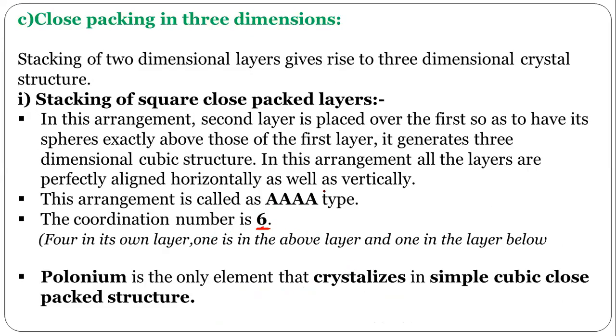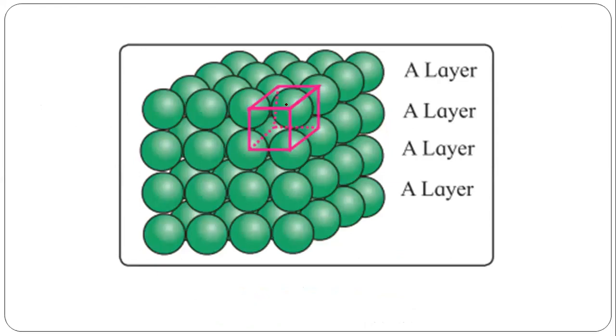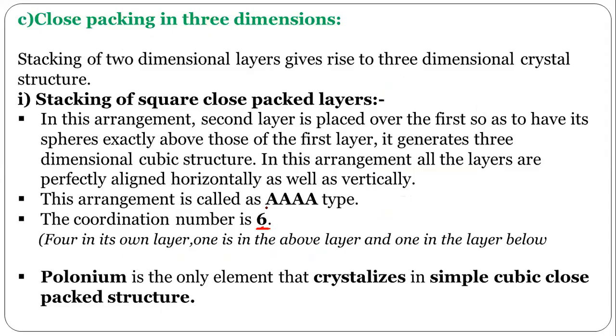If such an arrangement is there, we can also do it at home, but we only have to purchase a box of these spheres. So if you make this arrangement, then you will understand each sphere is in contact with 6 spheres. That's why the coordination number is 6. See, the coordination number is 6. It is also explained: 4 in its own layer, 1 above and 1 below.